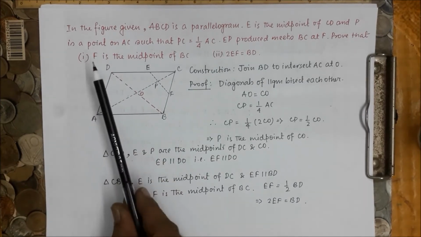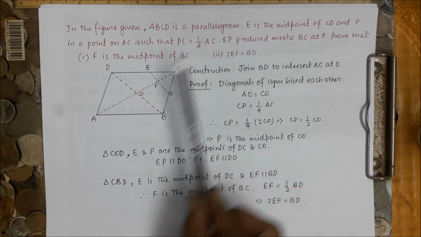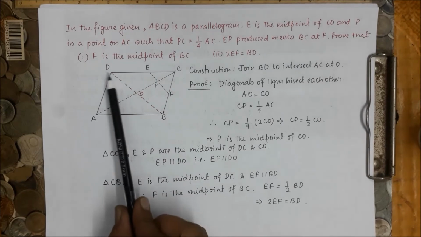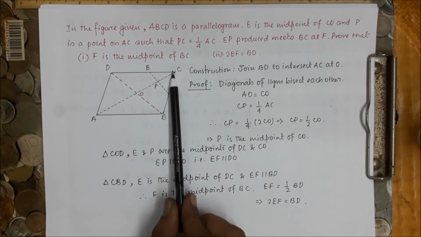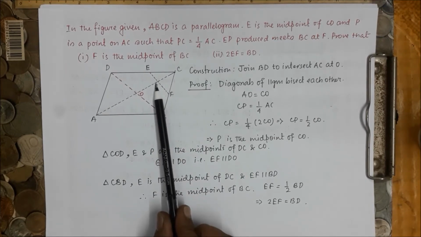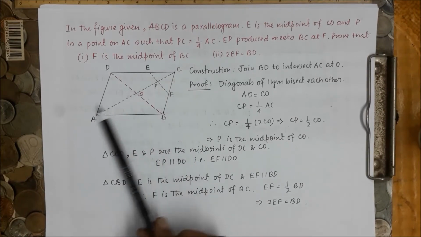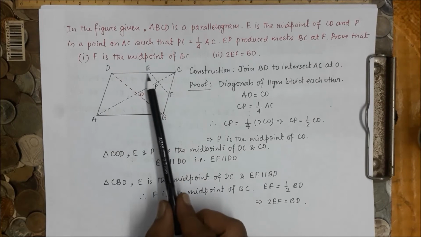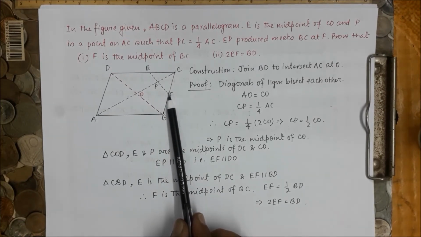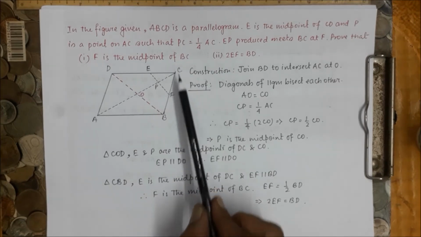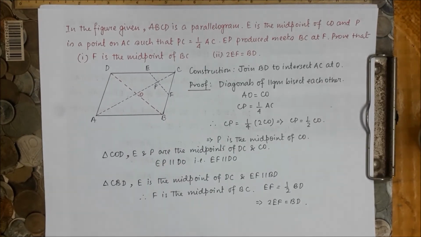Now, our first problem is in the given figure, ABCD is a parallelogram. E is the midpoint of CD and P is a point on AC such that PC equals 1 by 4 AC. EP produced meets BC at F. We need to prove that F is the midpoint of BC and 2EF equals BD.